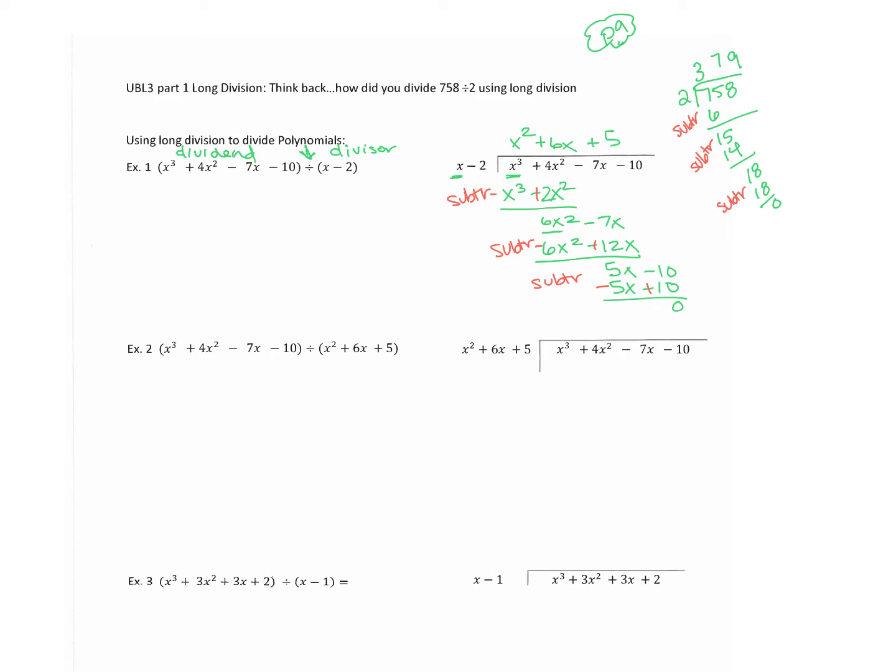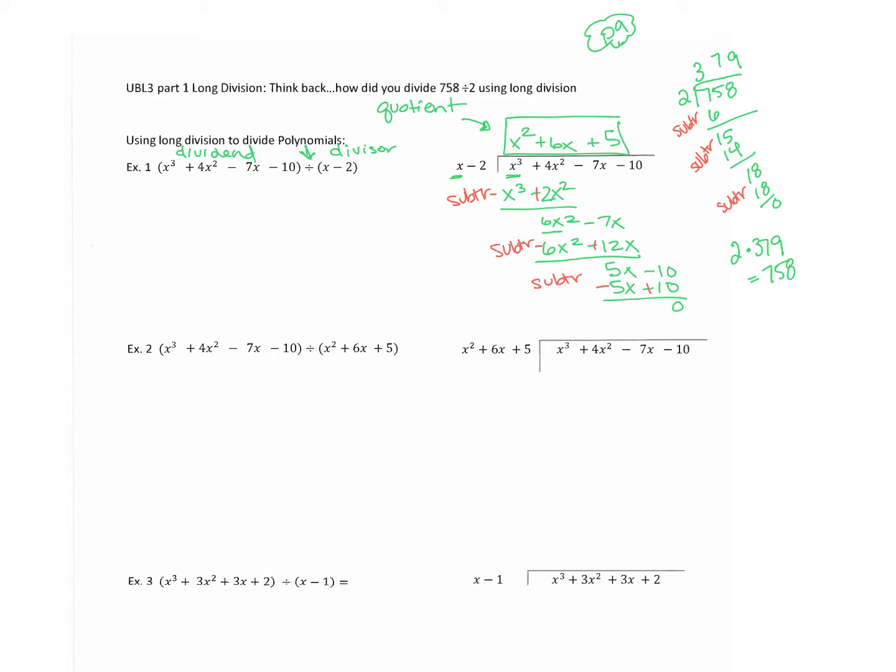So the answer to this problem is the quotient. This is my quotient. I have my dividend divided by my divisor, and my answer is the quotient. This is my answer. So one of the things I know is, going back to my grade school problem, if I did 2 times my quotient, which was 379, I would get back 758.